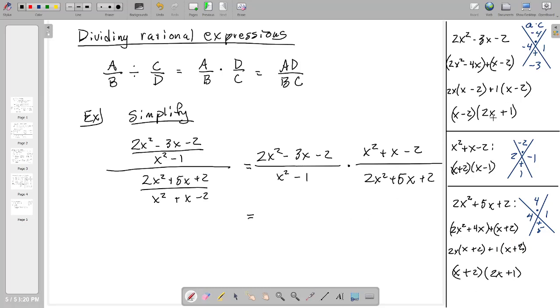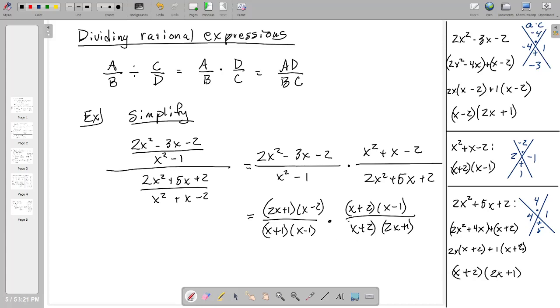So the numerator of the first fraction is 2x plus 1 times x minus 2. The denominator is a difference of squares. That will be x plus 1 times x minus 1. Times the numerator of the second term, x plus 2, x minus 1. And the denominator is x plus 2, 2x plus 1.